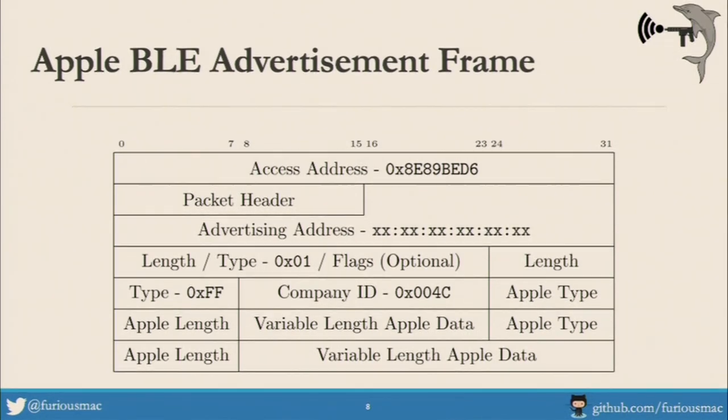Everything after the company ID, if you were to try to use Wireshark right now to sniff Bluetooth, none of that would be parsed out. And so everything starting after the company ID is the actual dissector that we wrote. And it follows a simple type length value format where you have the type of the message, the length, and then the actual data. And they can string together multiple of these messages in one advertisement packet.